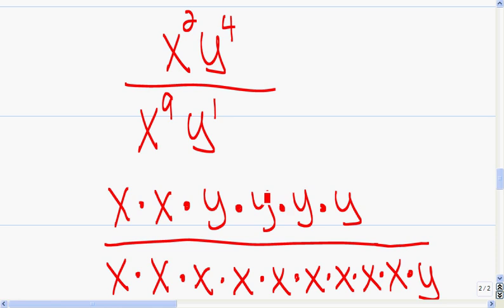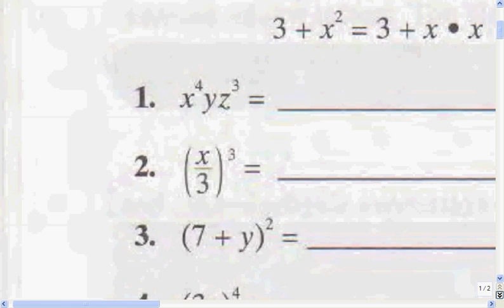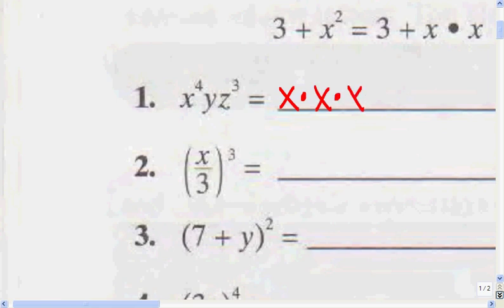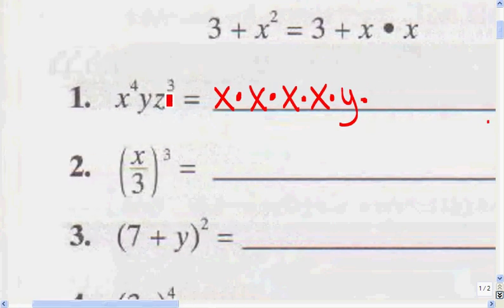On page number 7, they're going to want you to write out the exponents like this. Considering what you've just learned, you should have no problem doing this. This term here: we've got base x with an exponent of 4, so that means we're going to multiply x times itself 4 times. We've got y with no exponent, so that means it's a 1. The exponent is 1, so we write 1y. And then we have z, base z with an exponent of 3, so we're going to multiply z times itself 3 times. And that's our answer.